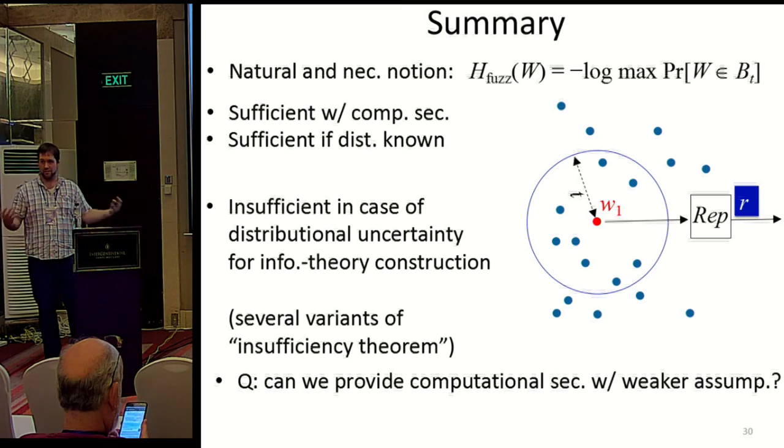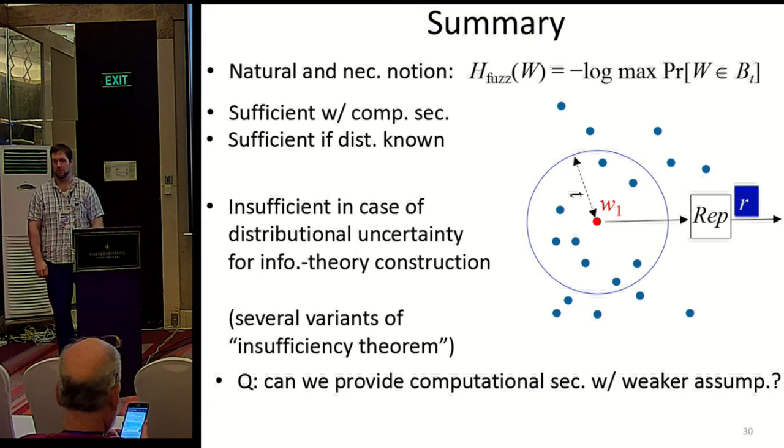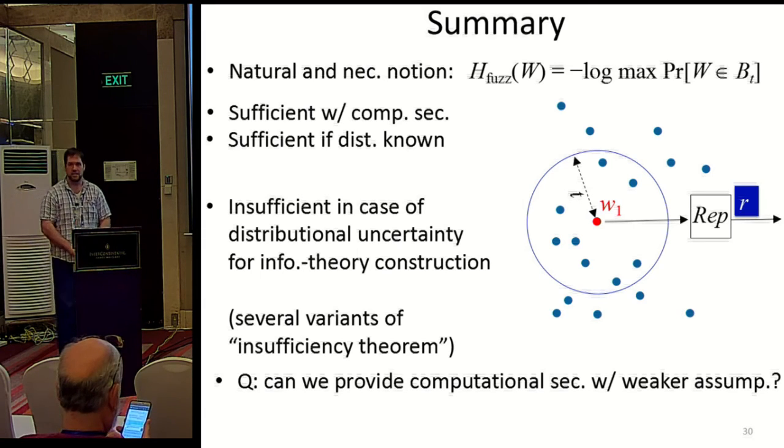But right now, the construction that we have requires a very strong assumption. We want to ask, can you provide computational fuzzy extractors for sources with fuzzy min entropy based on something that's a little bit weaker than general obfuscation? With that, I'll stop and take questions.